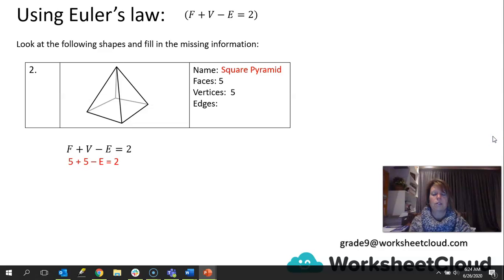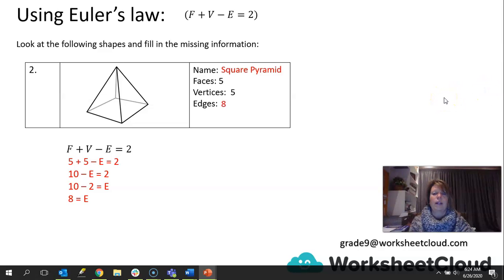So let's substitute in. We've got 5 plus 5 minus E is equal to 2. 5 plus 5 is 10, minus E is equal to 2. So let's take the E across to make it a positive E, and the 2 back across the equal sign. So it's going to be 10 minus 2 is equal to E. 10 minus 2 is 8. So there are 8 edges. Let's double check and let's count. 1, 2, 3, 4, and 4 of the base. So yes, there are 8 edges.